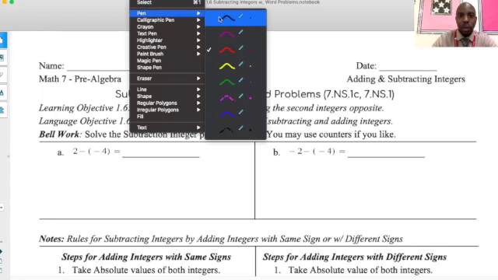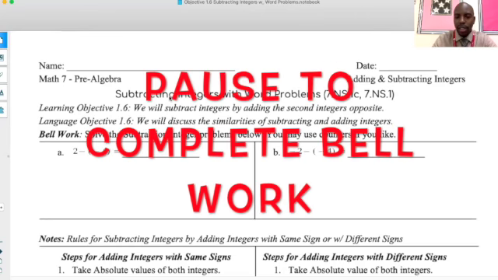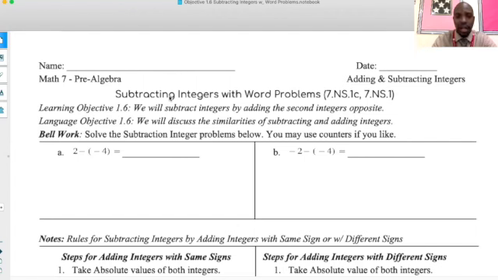First of all, as we normally do in every worksheet, it starts off with a bell work. Take a moment to see if you can complete this bell work. Pause the video if you need to. Solve the subtraction integer problems below. You may use counters if you like. You may use absolute value if you like, but take a moment to see if you can solve both of these problems.